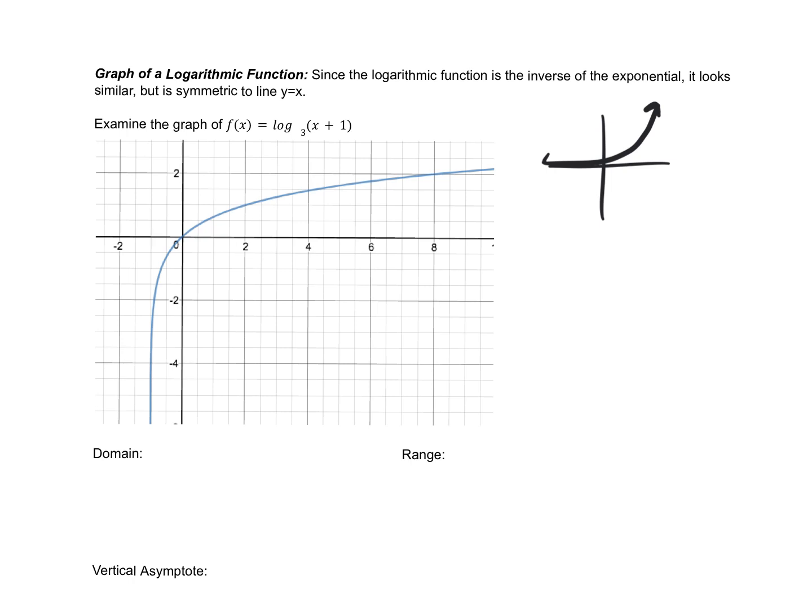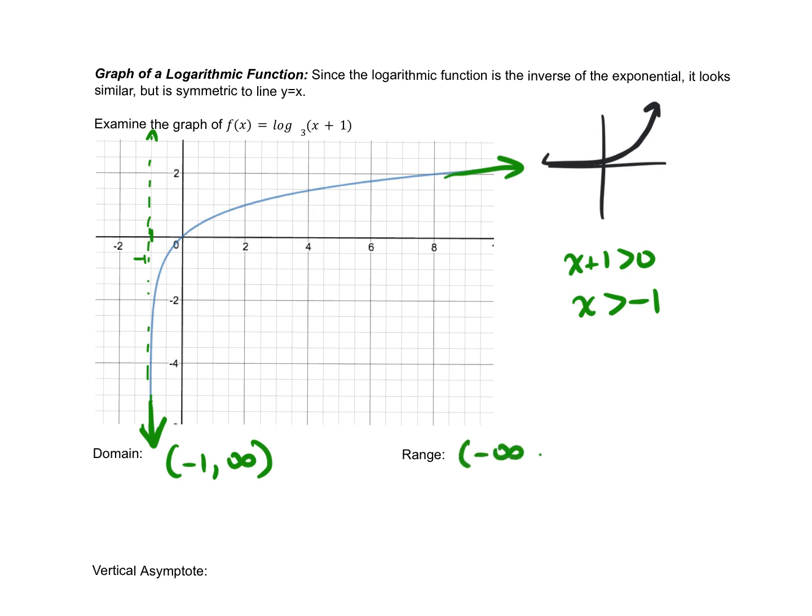So if we look at this, the domain, well, this is negative 1, so it's going to kind of start here. So if we do our x plus 1 greater than 0, the stuff inside the log, we know the domain is x greater than negative 1. We've already done that. Now, interestingly enough, this thing goes down forever and it goes up forever. Now, it goes down really quickly and it goes up very, very slowly. So my range is negative infinity to positive infinity. So this is the exact opposite of the exponential. We're switching the domain and range from the exponential because they're inverses. So we're switching their x and y values.